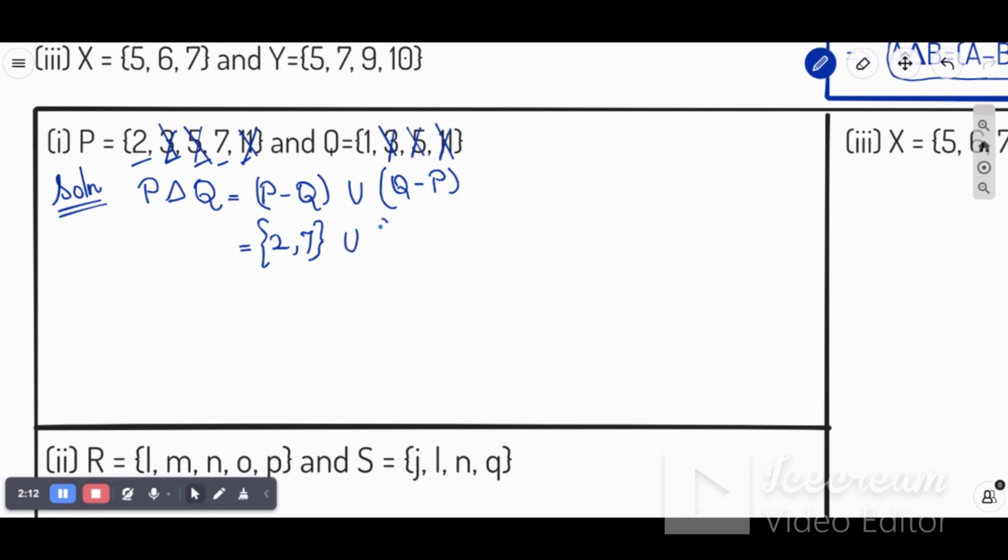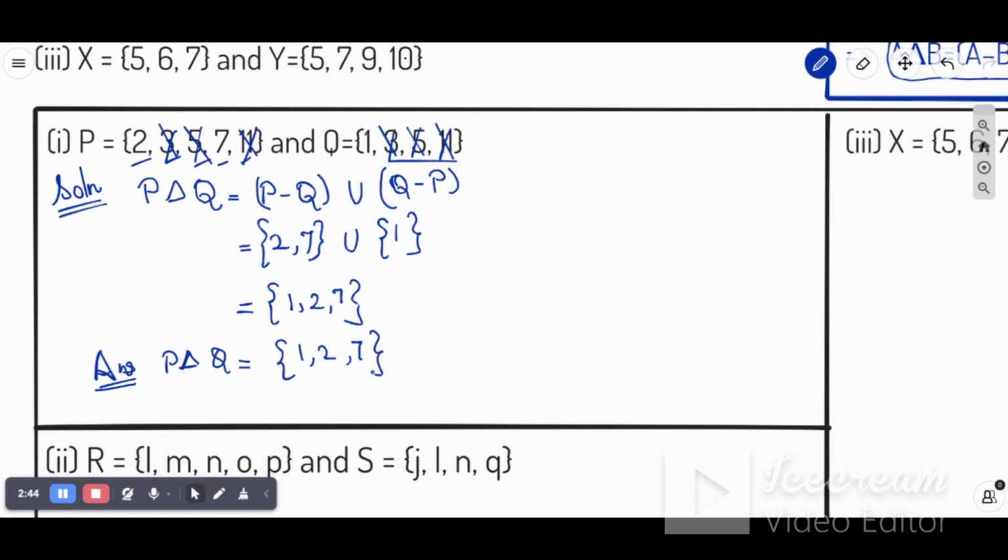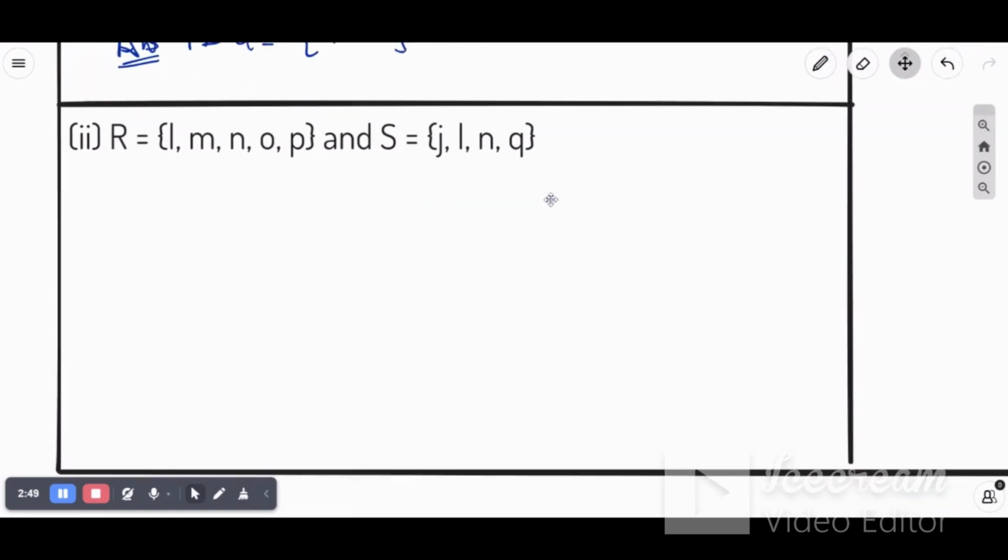Then put the union symbol, write your Q minus P. The same way, you have to write Q elements without P elements. When I wrote P minus Q, I struck out all the common elements, so we can directly write this 1 as your Q minus P. So your answer will be, I'm writing in ascending order, 1, 2 and 7. So finally your answer will be P delta Q is equal to 1, 2 and 7. So this is your answer. Hope you understand this question. You have to find the difference of two sets and then write all the elements together, the union of the answers.